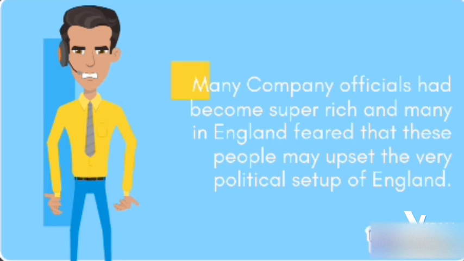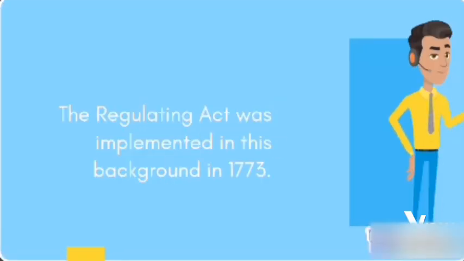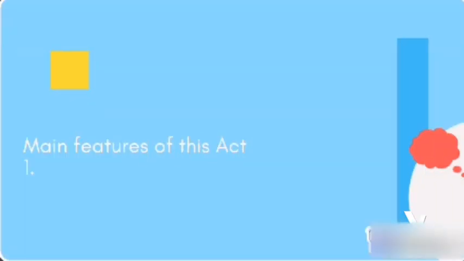Many company officials had become super rich, and many in England feared that these people may upset the very political setup of England. The Regulating Act was implemented in this background in 1773. Main features of this Act: 1.